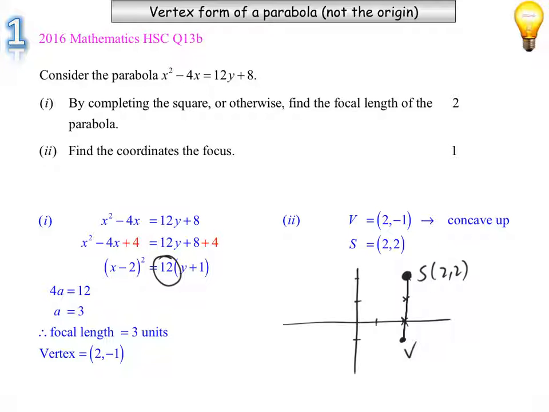If you don't know where the vertex is, geometrically, that will cause a problem because you're doing a lot of it in your head. So a nice sketch, and then obviously draw your parabola if you want to see what it looks like. So answering the question: complete the square, find the focal length, and then find the coordinates of the focus.